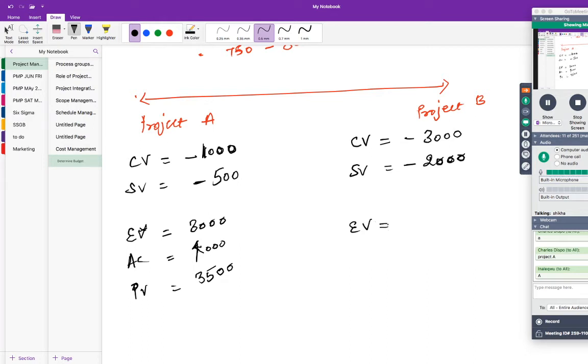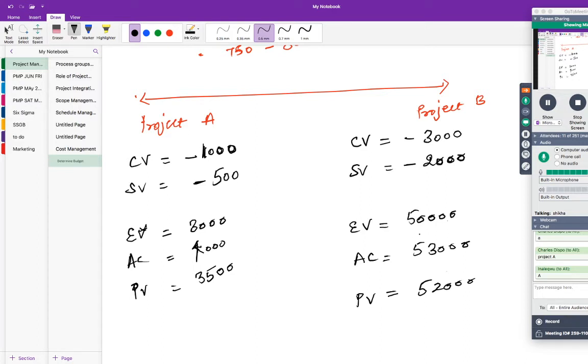For example, for this other value, the background earned value was, let's say, 50,000. Actual cost was 53,000 and planned value was 52,000. Okay, so if the figures are like this, you would have got this one, right? 50,000 minus 53,000 is minus 3,000. 50,000 minus 52,000 is minus 2,000, right? So you got this number.